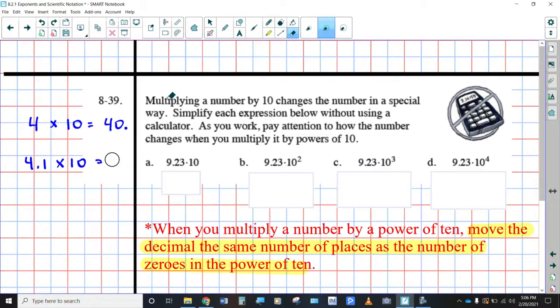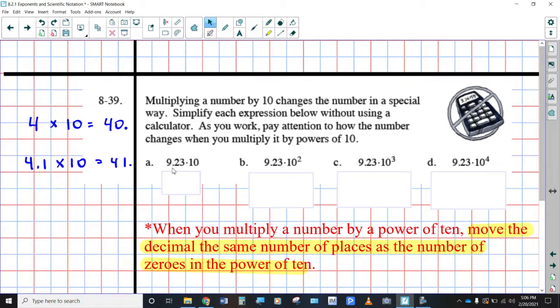4.1 times 10 is going to be 41, and this one didn't require a placeholder because you had a digit there that you can move around, so that would be 41. So that's what we're going to do here, here, here, and here. Every time you multiply times a power of 10, whatever your exponent is, that's going to be the number of zeros in your power of 10, which therefore means that's how many places to the right you're going to move that number. So a lot of times we do it mentally.